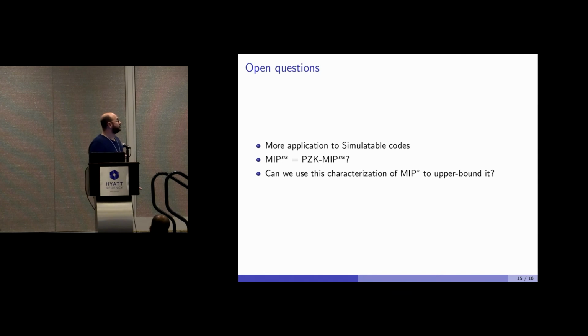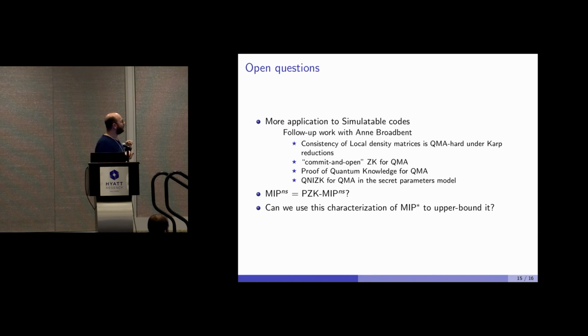And finally, as you saw in the talk by Anand yesterday, we really don't know an upper bound to MIP star. So can you use this new characterization of perfect zero knowledge MIP star in order to put an upper bound on it? And I think I have 1 more minute, so I'll answer the first question.